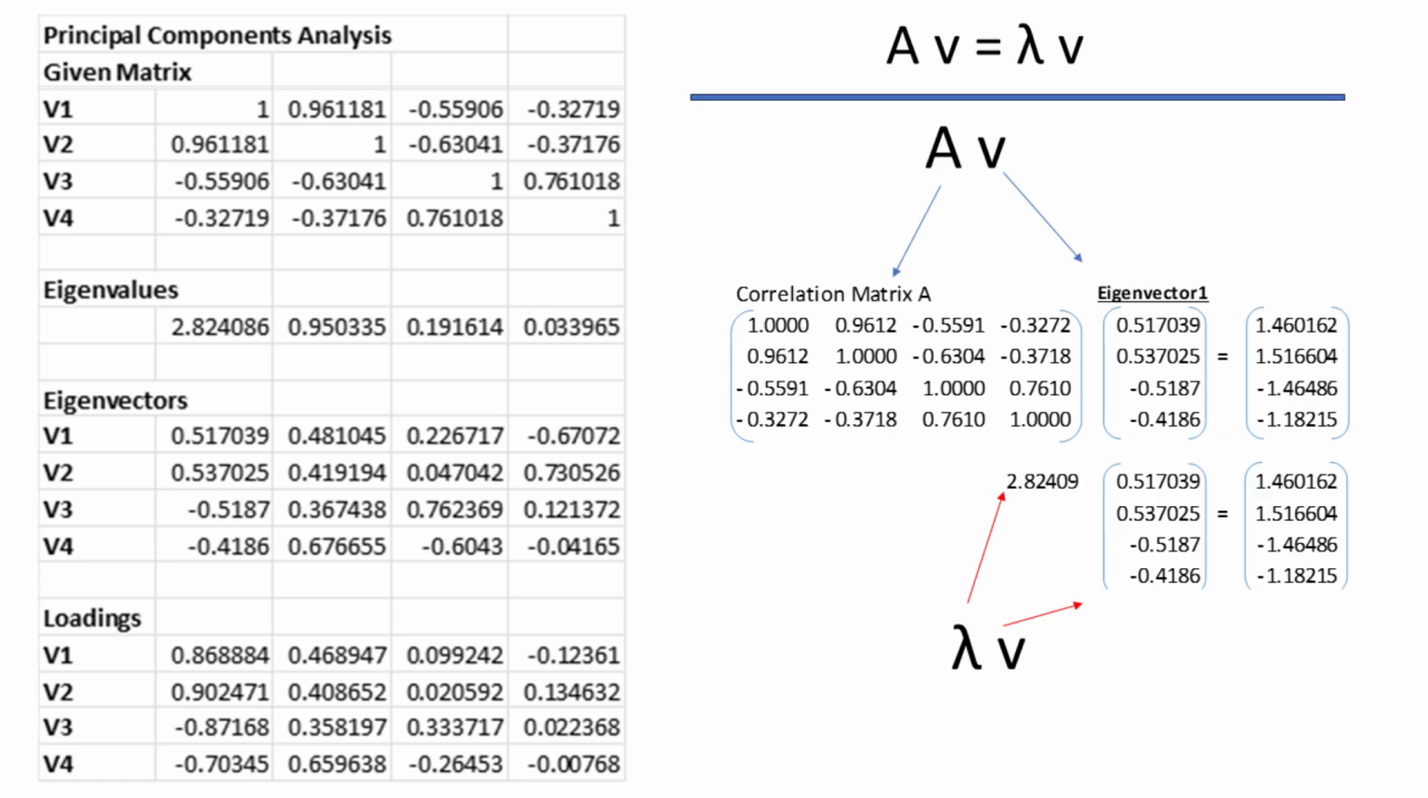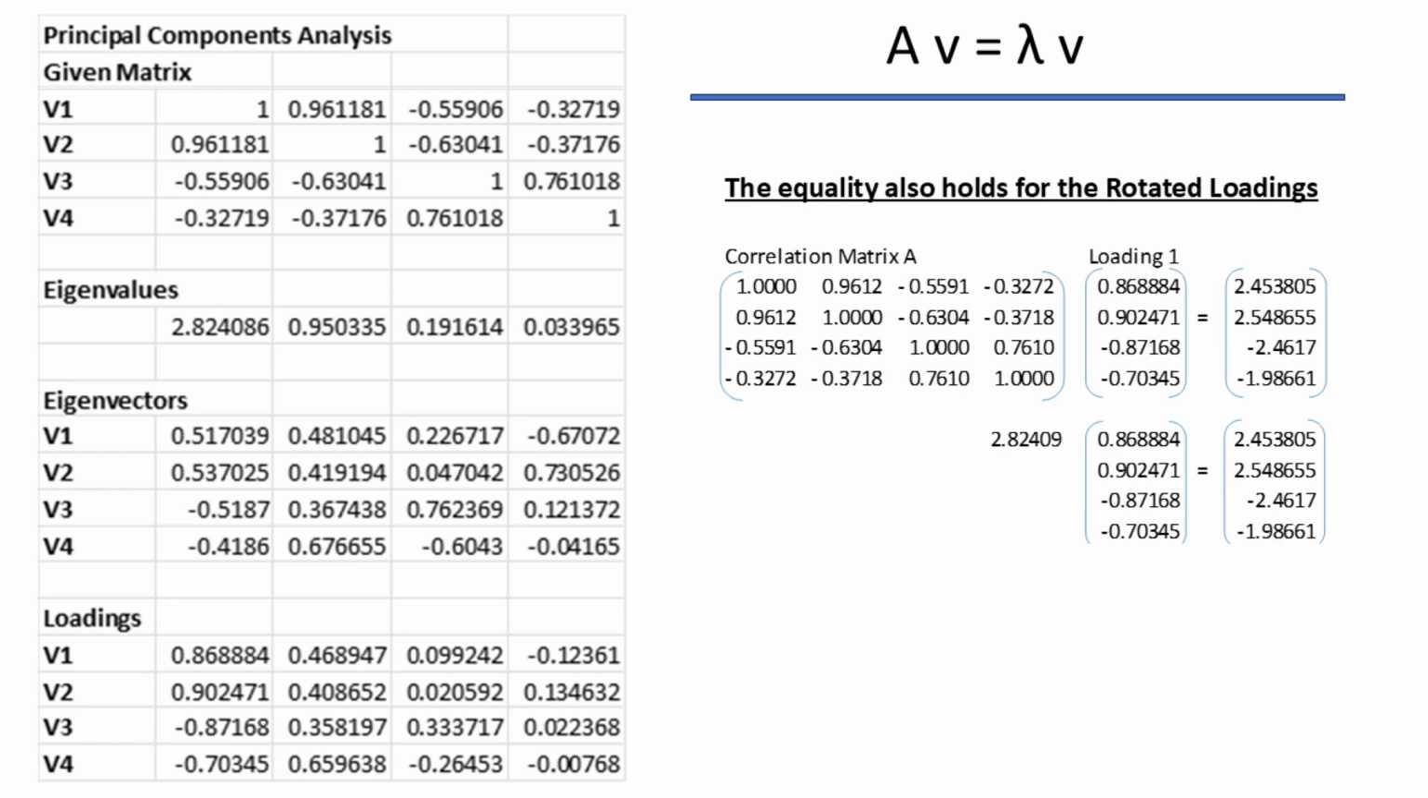Now, here you can check by using matrix multiplication that indeed AV is equal to lambda V, and it gives the same output on the rightmost column. This verifies that indeed these are eigenvalues and eigenvectors given matrix A, and the eigenvalues or lambdas capture the variance information contained in A across the 4 principal components. Note also that since the loadings are rotations of the first set of computed eigenvectors, AV equals lambda V still holds. Now, why do we do rotations?